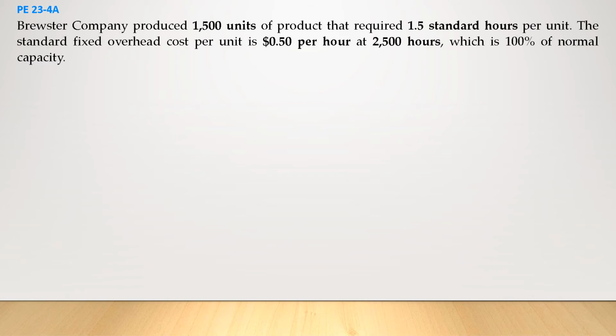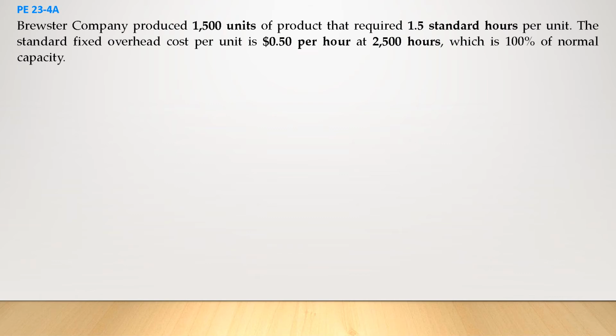In this problem, as a continuation to the practical exercise being assigned, a Fraser company produced 1,500 units of product that required 1.5 standard hours per unit. The standard fixed overhead cost per unit is $0.50 per hour at 2,500 hours, which is 100% of normal capacity. As you can notice, our first problem is just the same company with this problem.